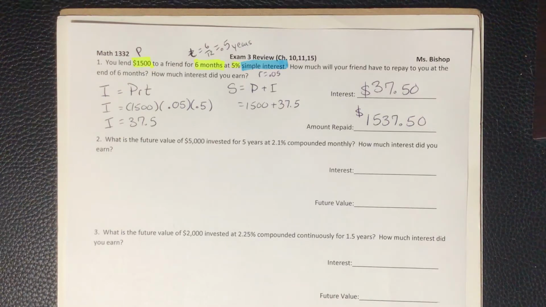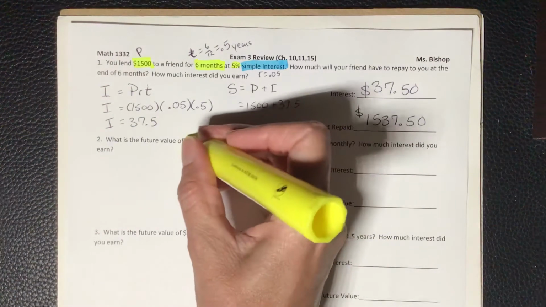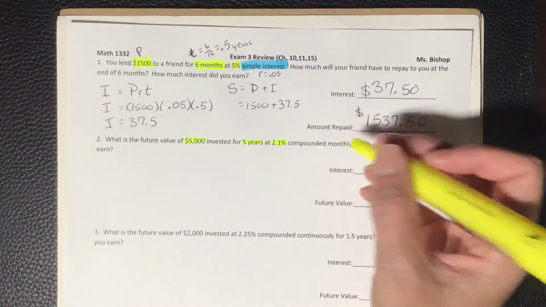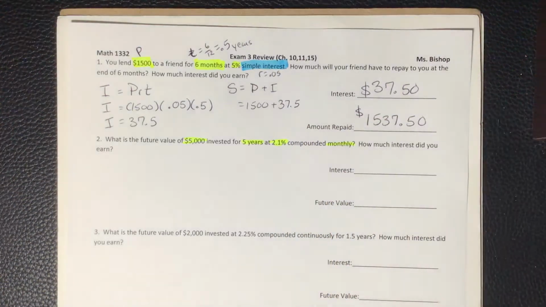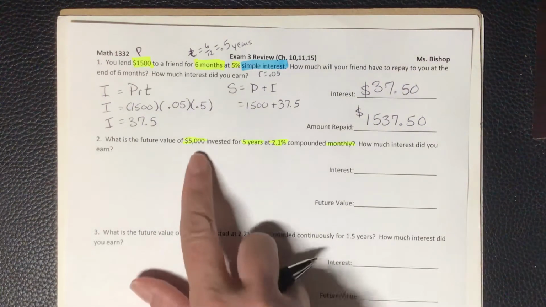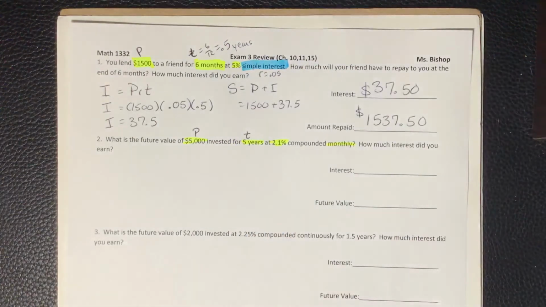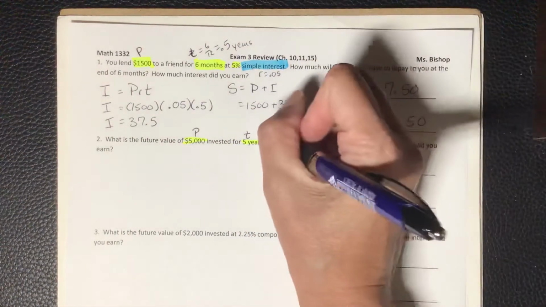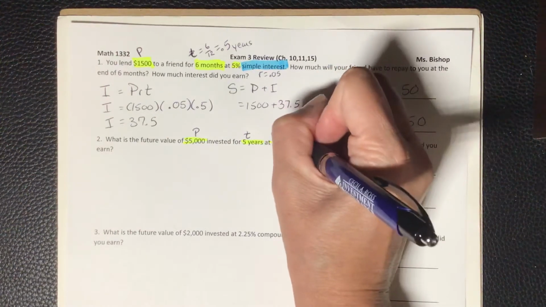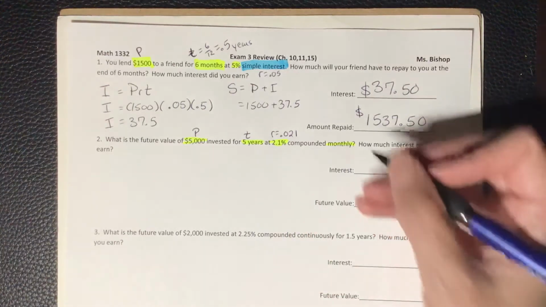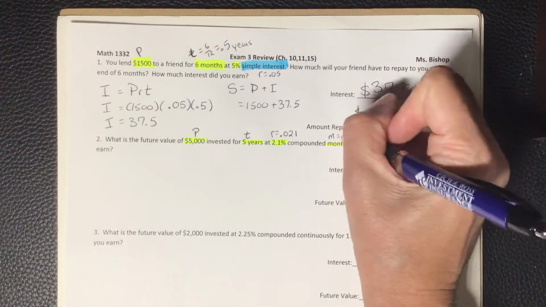All right, so let's move on to number 2. What is the future value of $5,000 invested for 5 years at 2.1% compounded monthly? How much interest did you earn? All right, so we're investing $5,000, so that's our principal. Our time is already in years, so that's good. Our rate, we changed that to a decimal, 0.021. And notice it says compounded. So we're compounding monthly, which means 12 times a year.